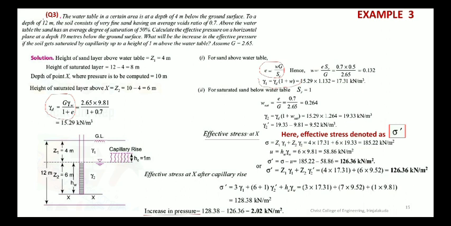And the question is having a second part: what will be the increase in effective pressure if the soil is getting saturated by capillarity up to a height of 1 meter above the water table? So if above the water table the water is rising by capillarity, there will be an increase in effective pressure. So what is that effect at the same layer if there is a capillary rise occurring? So that is the second part.